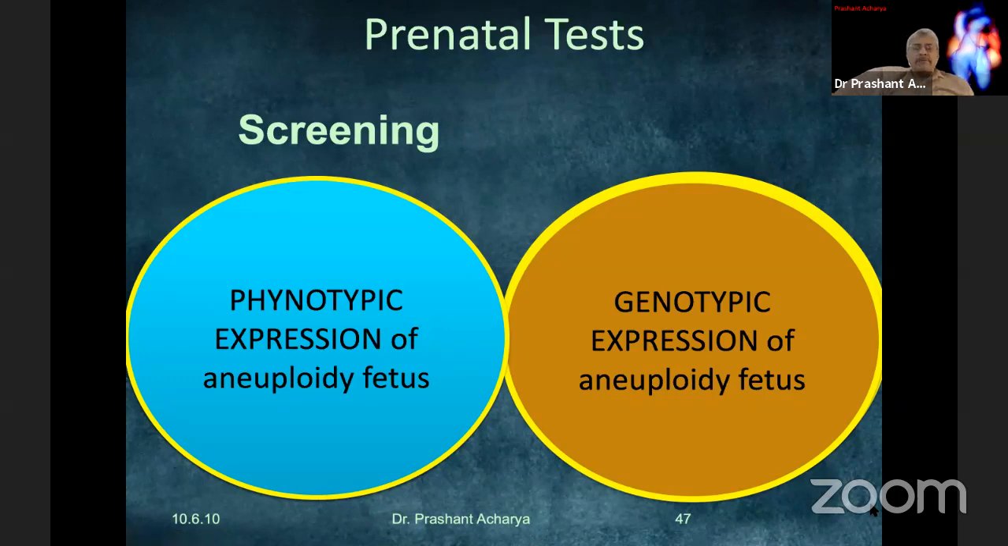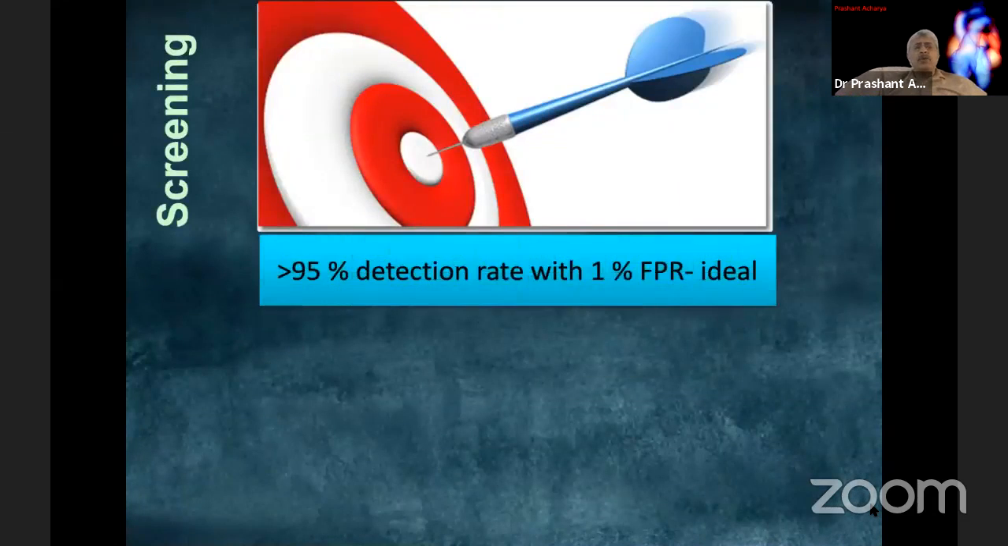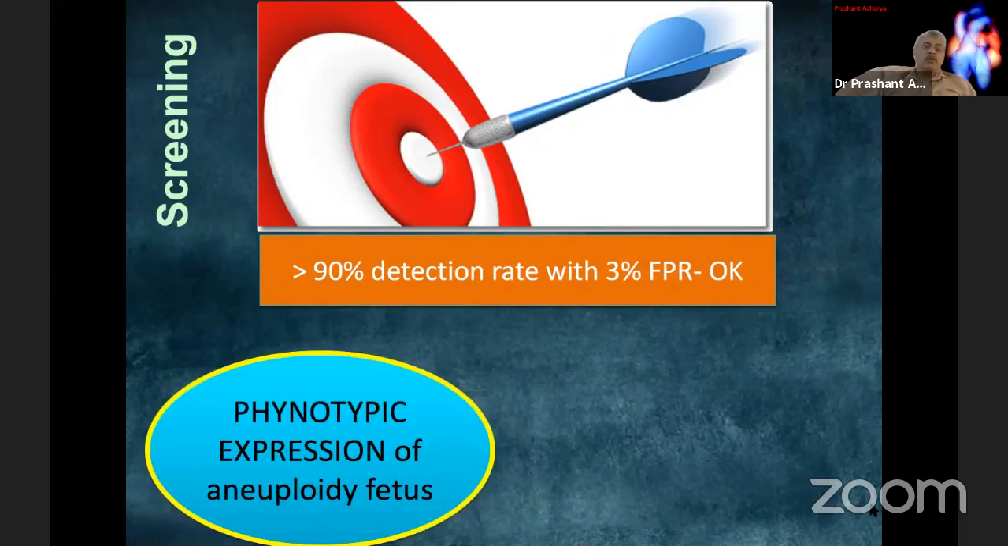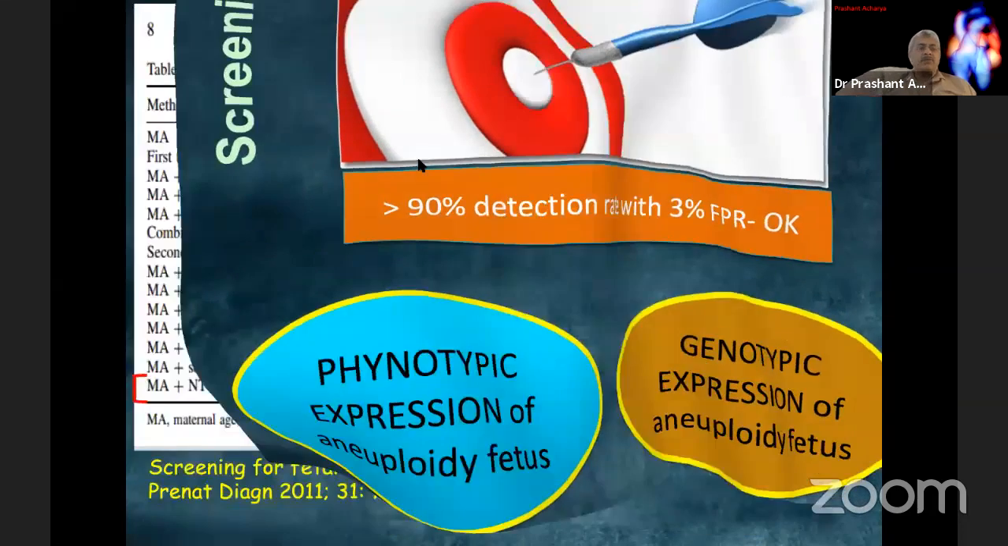Use anything which you have. If you have brilliant phenotypic expression, you should utilize all your ultrasound markers. If you want to take help of genotypic, it's again your choice, because if the patient can afford it, you can always take help of them, or else you can rely on phenotypic expression of the fetus. My target is to hit 90% detection rate with 3% false positive rate. You can utilize any of them, phenotypic or genotypic. Your dart has to hit the center: detect 90% of the chromosomal defects.